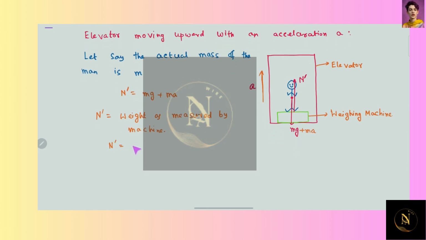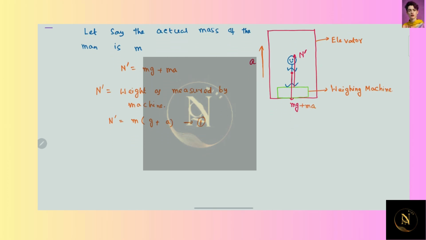And remember, whenever the elevator moves upward with acceleration, the weight measured by the weighing machine will be maximum, so the mass of the person measured will be maximum. So I can say the maximum mass of the person, that is m max, will be basically this normal reaction force divided by g.